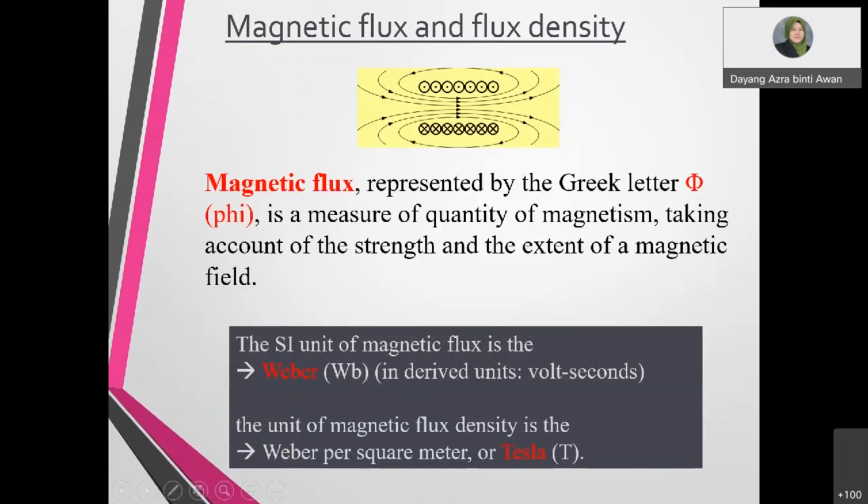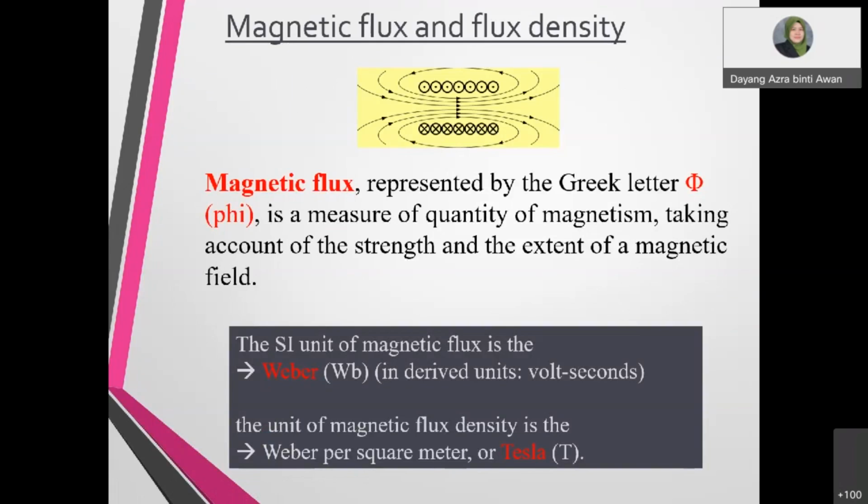Then we have magnetic flux and flux density. No worries, you just calculate a simple formula only for this course. You will learn in detail about the EMF when you study electromagnetic theories later in the other syllabus.